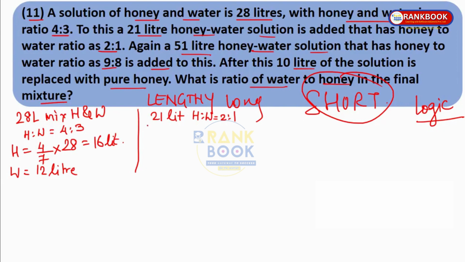How much is the honey in this 21 liters? Simply, the ratio of honey is to 2 plus 1 multiplied by 21, that is 14 liters. How much is the water? 21 minus 14, 7 liters, right?